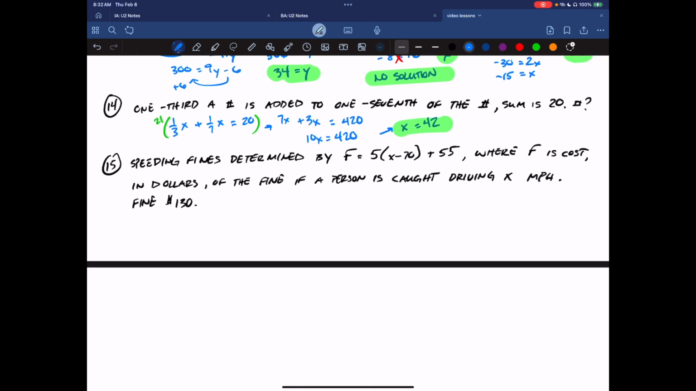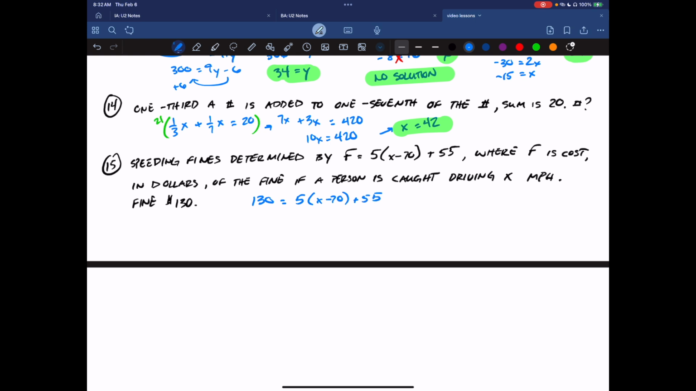Last problem. It says 15, speeding fines are determined by this formula, where f is the cost in dollars of the fine if a person is caught driving x miles per hour. Sometimes in these problems they're going to give you the cost and ask you how fast they were going. Sometimes they're going to give you the speed and ask how much is the fine. In this case, they give you the cost, so f is cost. So that's going to be 130 equals 5 times x minus 70 plus 55.